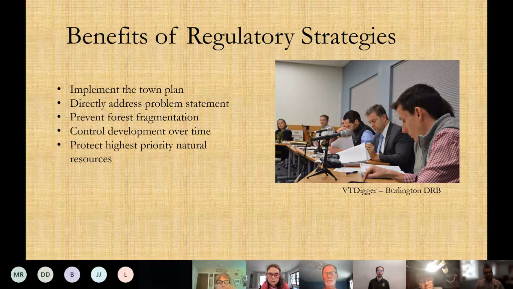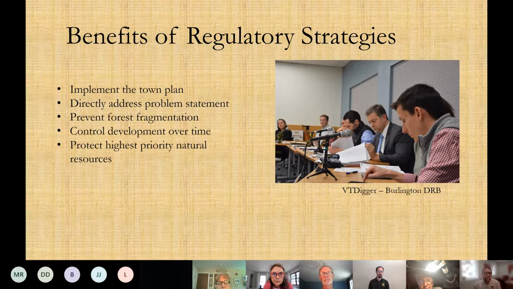But I think we always want to use a combination of regulatory and non-regulatory strategies. And so thinking about outreach and education as a non-regulatory tool is going to be important whether you're using other non-regulatory tools or whether you're looking at regulatory tools. So there's a lot to say here.